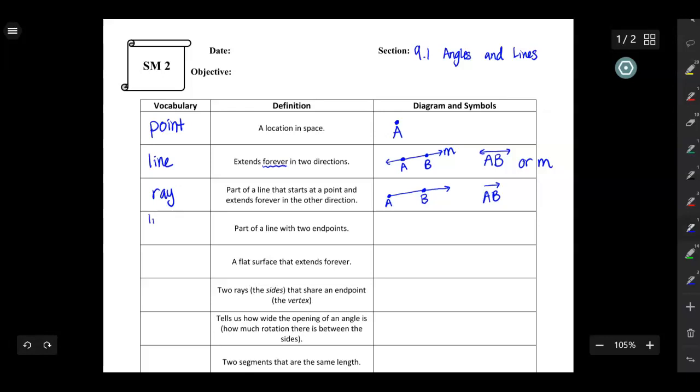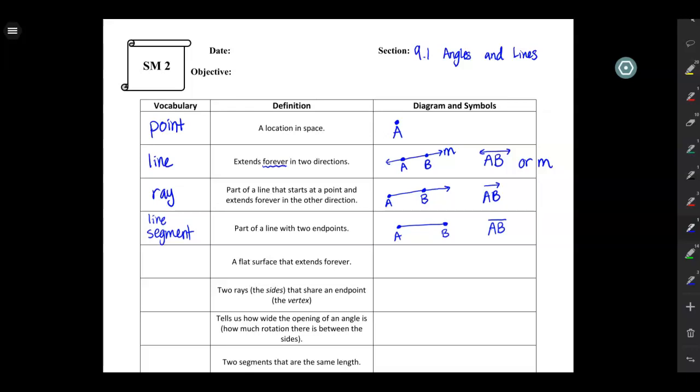The next is called a line segment, or sometimes we just call it a segment. And a line segment is just a portion of a line with 2 endpoints. So it'd be like just having a chunk of a line with AB. And the way that we write that line segment, we just write AB with the horizontal line over the 2 points that are defining the segment.